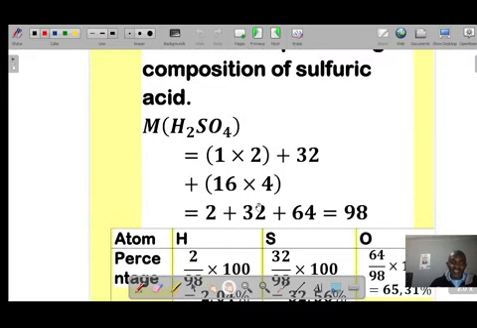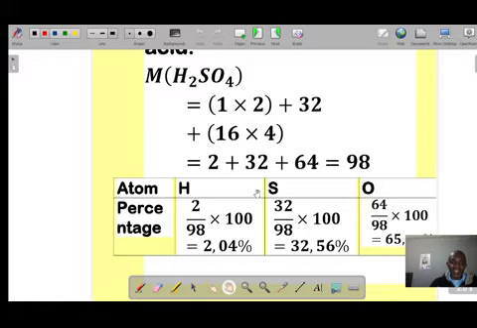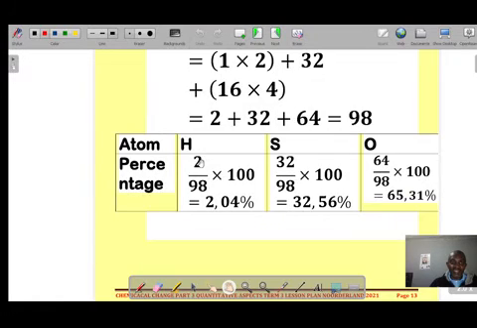Now, because I want the percentage composition of each element in sulfuric acid, I can use a table. So these are the atoms, that is hydrogen, sulfur, and oxygen. Don't forget my total was what? The total was 98 grams per mole. Now, because there are only two hydrogen atoms, I'm going to say 2 divided by 98 multiplied by 100, which gives me 2.04%. So this is the percentage composition of hydrogen in sulfuric acid.